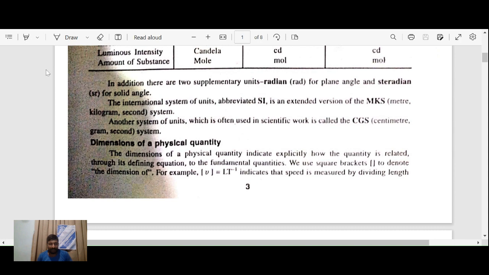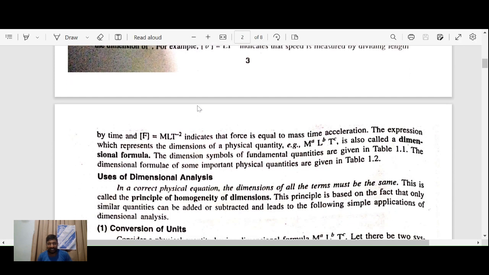It's very simple and very easy to remember. The definition for the dimension is: the dimensions of a physical quantity are the powers to which the fundamental units of mass, length, and time must be raised to express that physical quantity. That is the proper definition of the dimension. And here we can discuss that in this way.